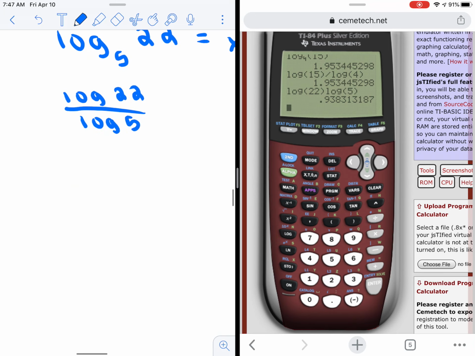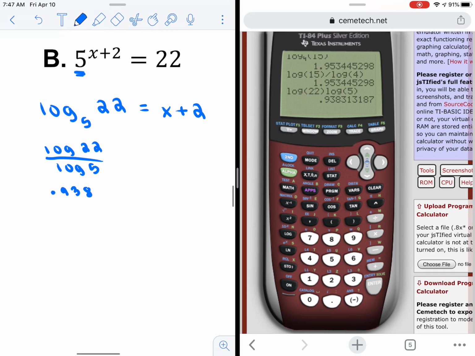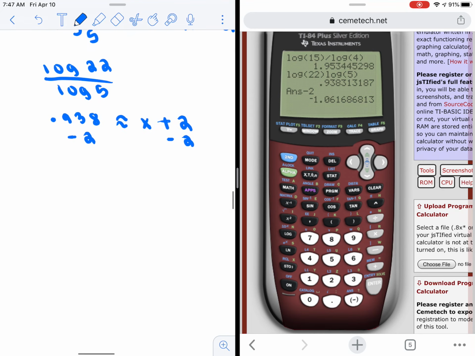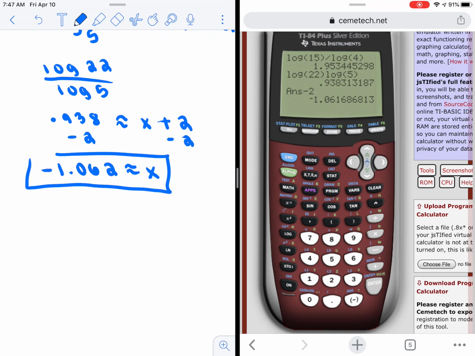There we go. Who got it faster? Who won? We get 0.938. And then that is equal to x plus 2. So it's an approximation because we had to round. And then this problem has an added challenge because I want to solve for x. That's not my solution for x. That's my solution for x plus 2. So as a final step, I have to subtract the 2. So I'm getting negative 1.062 equals x.